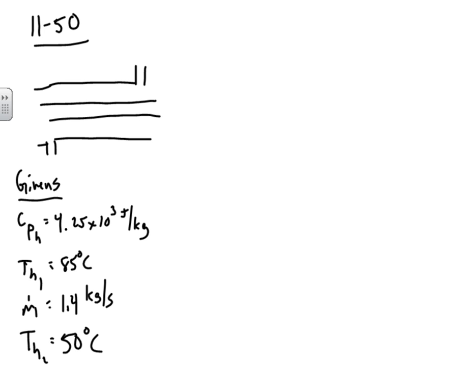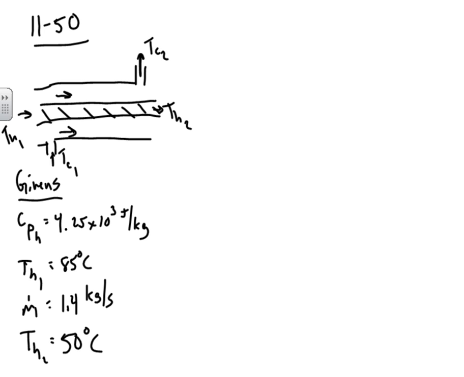Aside from that, I'll draw this in the diagram. We have a parallel flow heat exchanger, so there's flow of hot water going through this pipe, and in the outside annulus, we have cold water flowing in the same direction. So we have T hot 1, T hot 2, T cold 1, T cold 2.